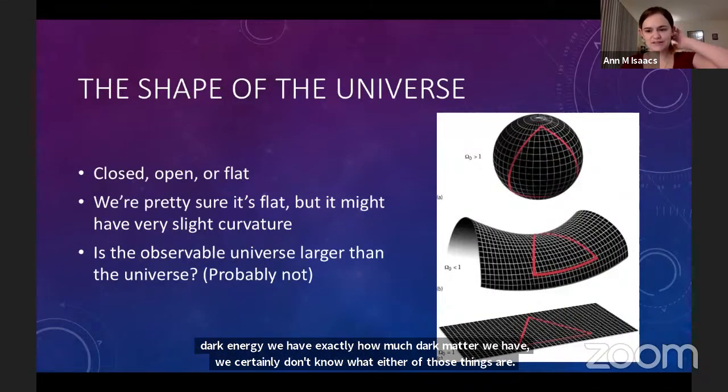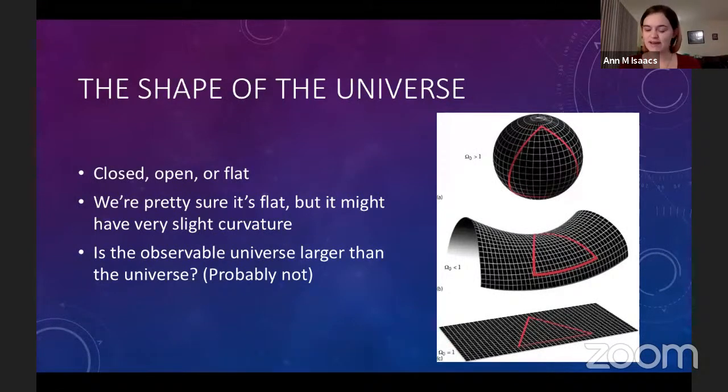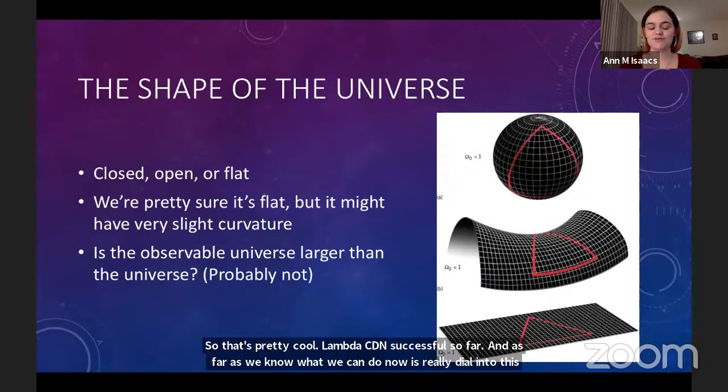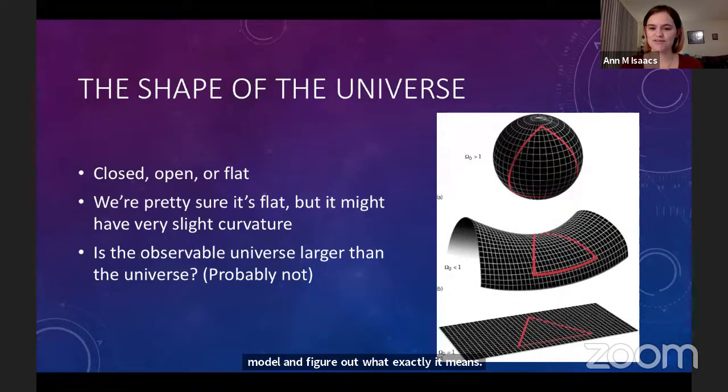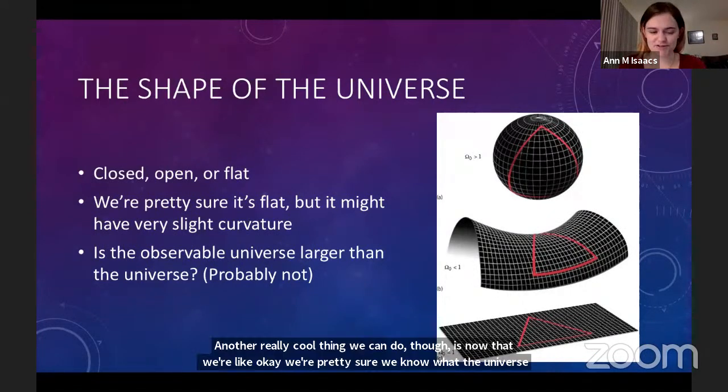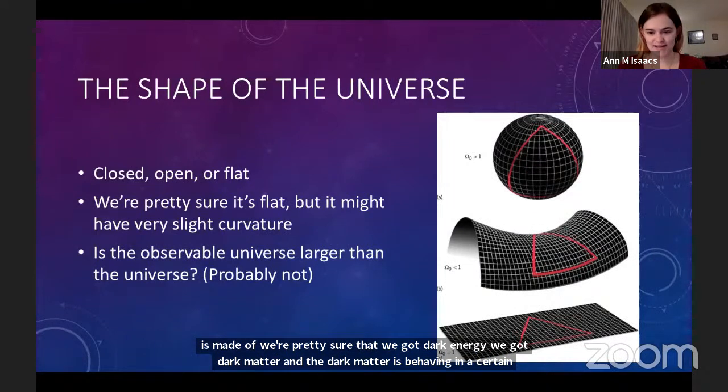Another really cool thing we can do, though, is now that we're pretty sure we know what the universe is made of, we're pretty sure that we got dark energy, we got dark matter, and the dark matter is behaving in a certain way, the next question we can ask is, what is the shape of the universe? Which is kind of a strange question. Because if you think of the universe, you're probably not thinking of it as shaped. You're thinking of it as a massive expanse of space, which is very fair. The three possible shapes are closed, open, or flat.